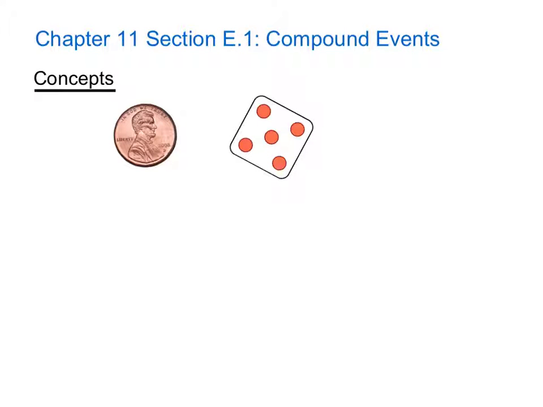In this video, we'll be looking at Chapter 11, Section E.1 on compound events. Let's consider two independent events, tossing a coin and rolling a die. We can represent these two independent events on a 2D grid, like so.